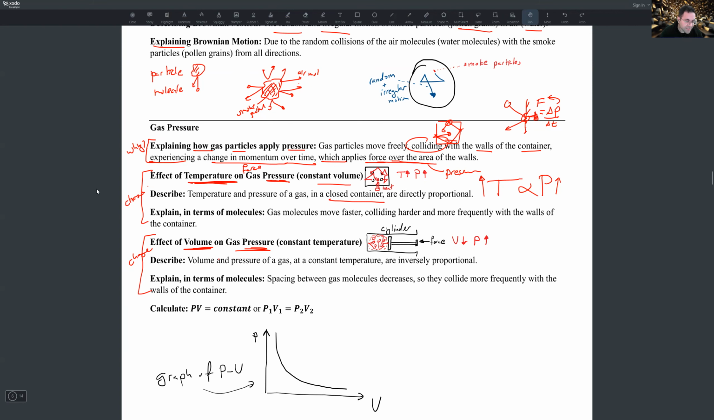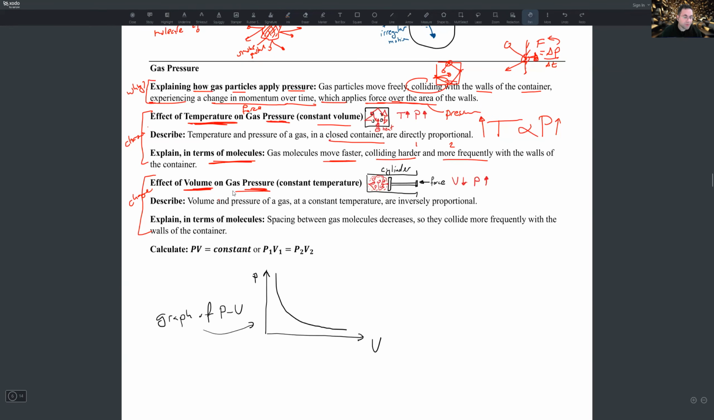Now, why does that happen in terms of molecules? Because the molecules move faster, so they collide harder and more frequently. There are two things to say in terms of collisions. They collide harder and they collide more frequently. Okay?